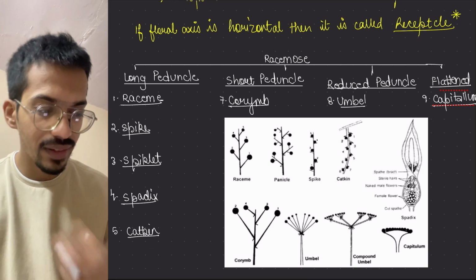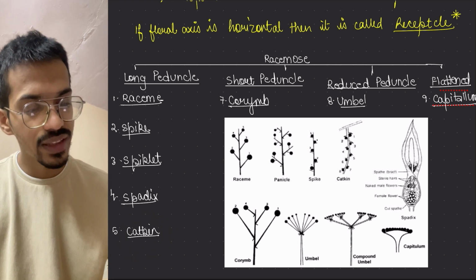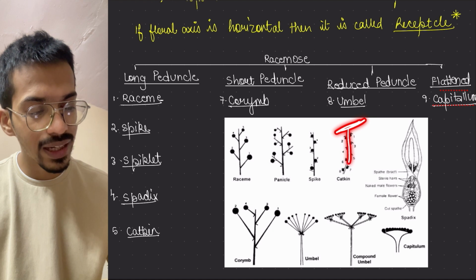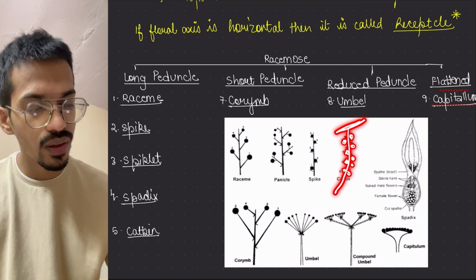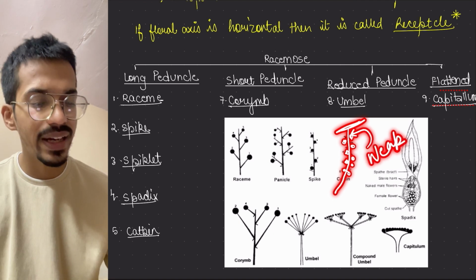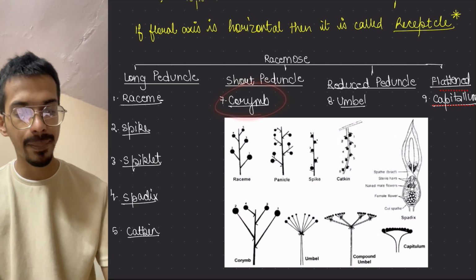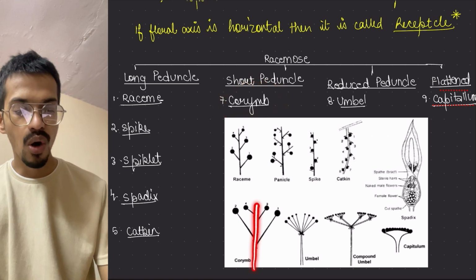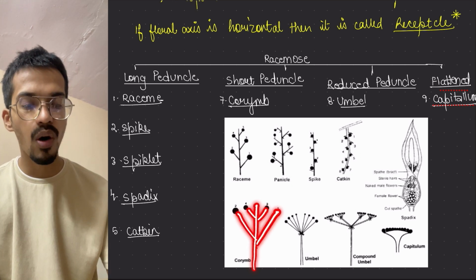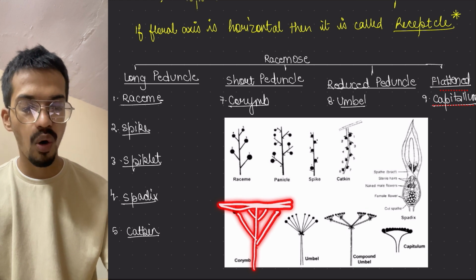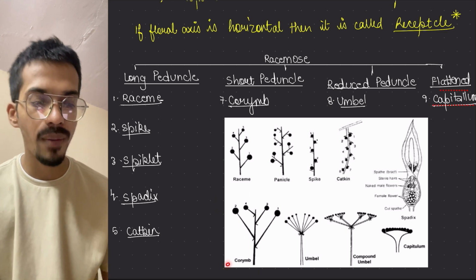Then we have catkin. In catkin, what happened? It's very fragile. Fragile means there's a stem through which this peduncle comes, and on this a bunch of flowers are present. This is a very weak peduncle present in catkin. Then we have corymb. In corymb, this is your floral axis. On it, all of these flowers that are forming come on a common level. Can you see that all of them are horizontally present at a common level? So this is your corymb type.